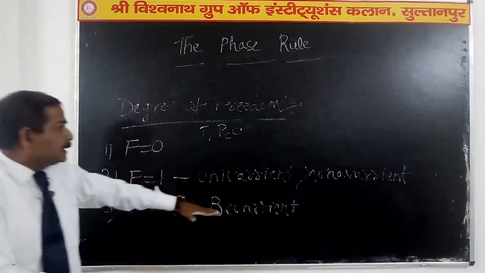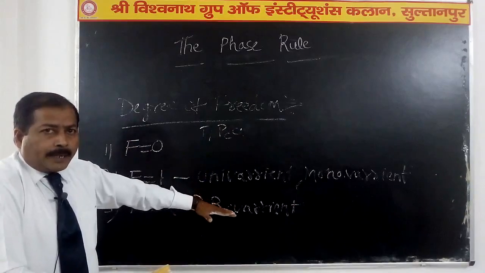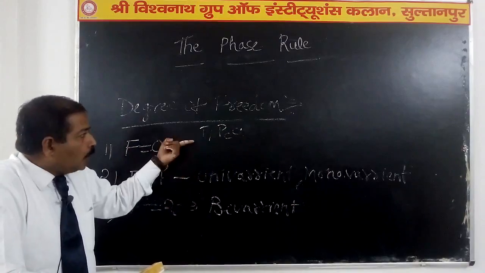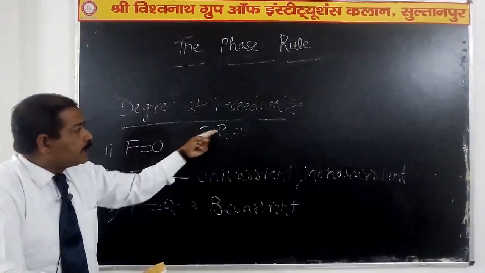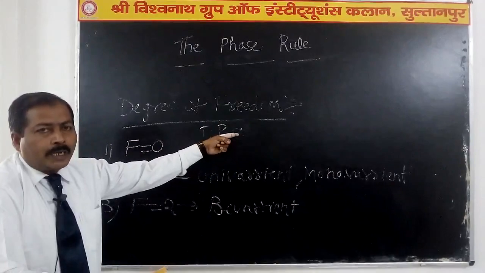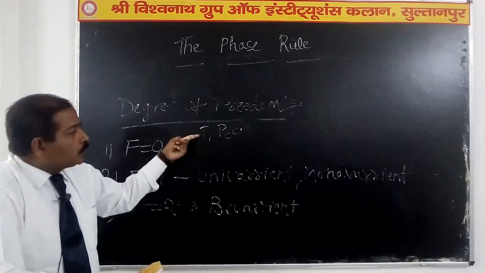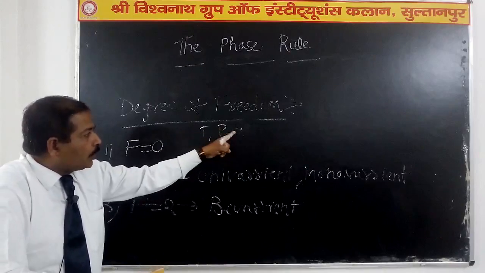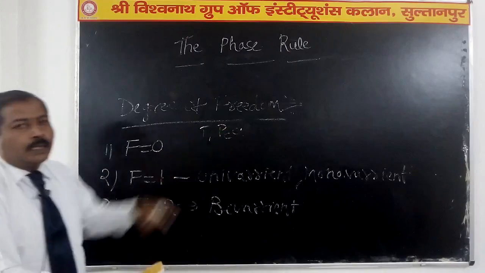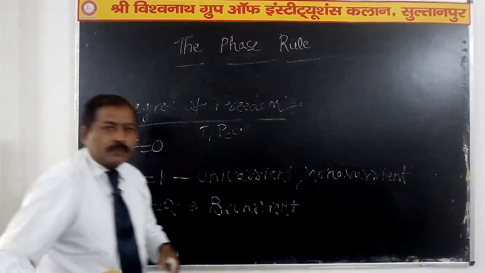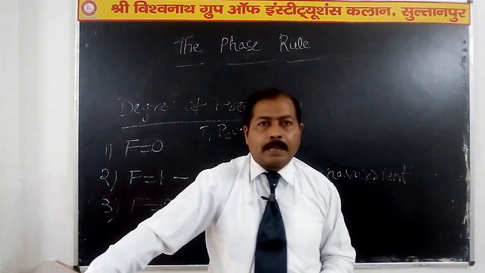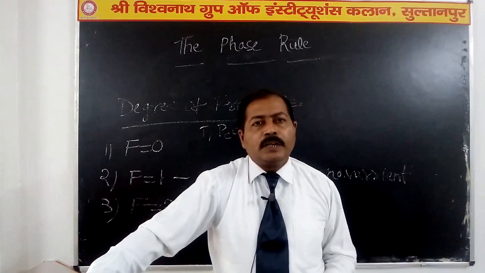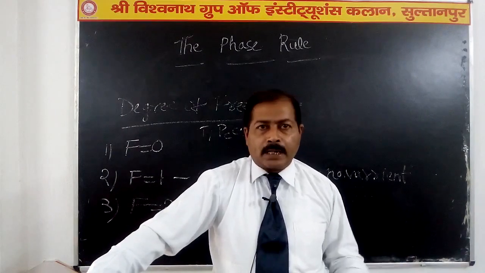Bivariant means that for describing the different phases of the particular system, out of the three variables temperature, pressure and concentration, we need only two variables. The two variables may be temperature and pressure, pressure and concentration, or concentration and temperature. It means that with the help of these two variables we can describe or understand how the different phases are converted from one into another.